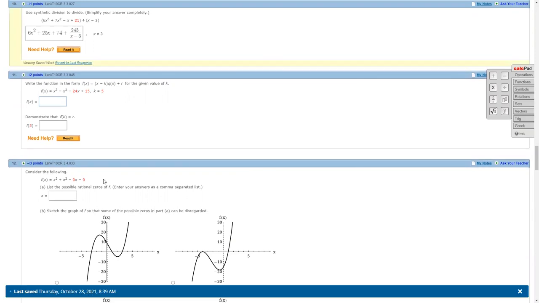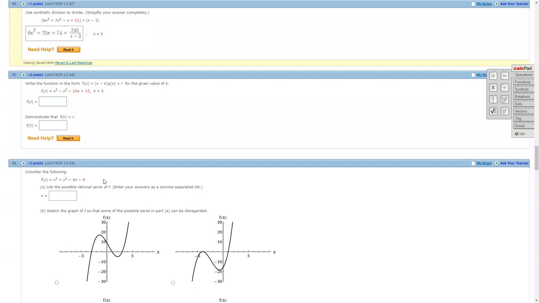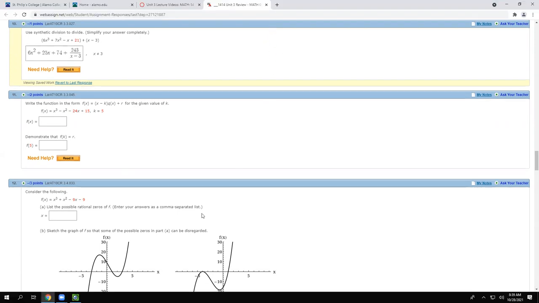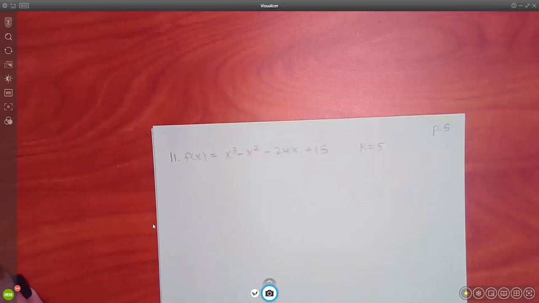So I have f of x equal to x cubed minus x squared minus 24x plus 15. And they tell me k equals 5. And they want me to write it in this form. Okay. So I'm going to do exactly what we did before, actually. Why is it saying x? I must have hit full screen or something. Okay.